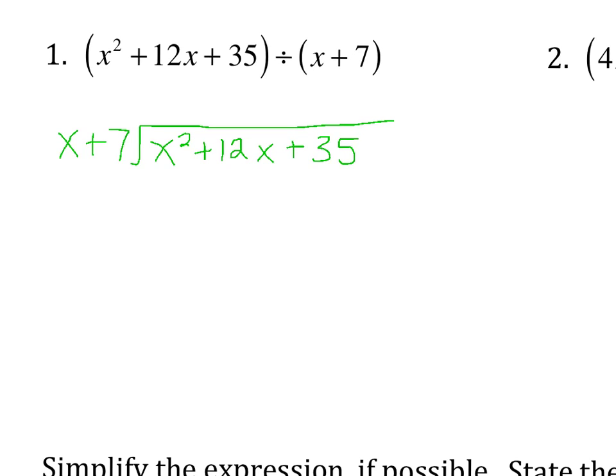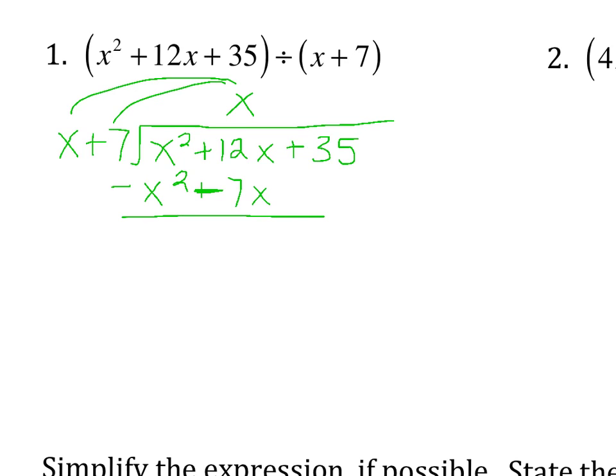Then we ask ourselves, what do we need to multiply x by to get x squared? And that is just an x, and we want to take that x and put it over the 12x. Then we want to distribute and multiply x by x plus 7, and we get x squared plus 7x. And now we want to subtract by changing the signs. And the first two should always cancel, and we have 12x minus 7x, which is 5x. And we want to take the 35 and drop it down.